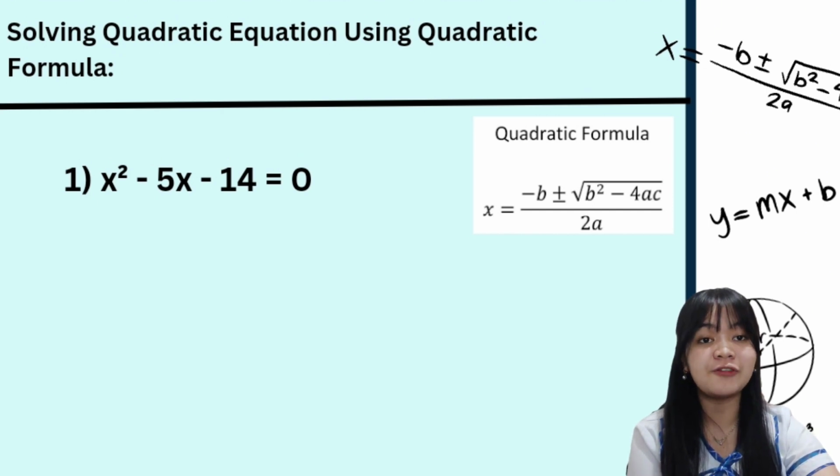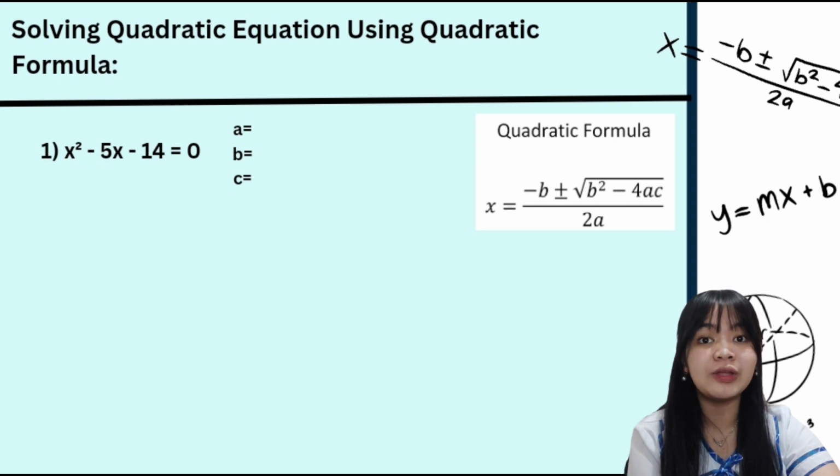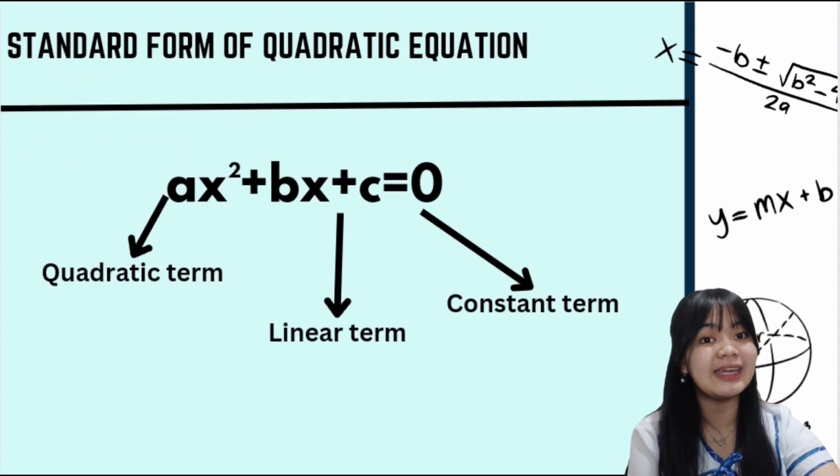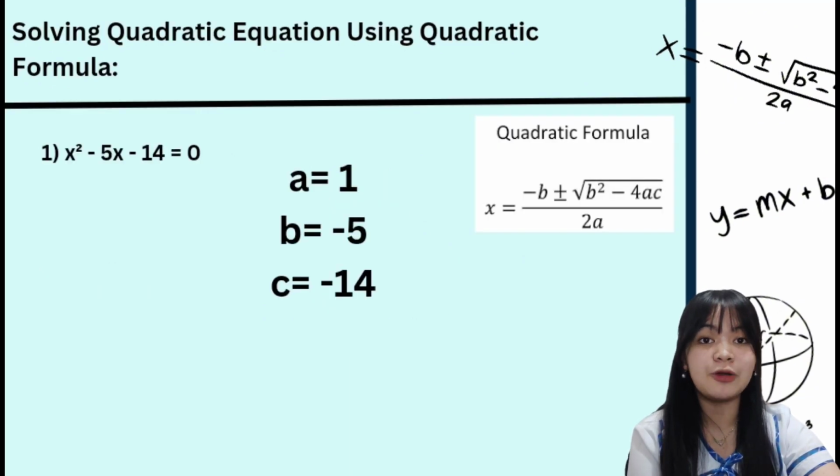And our quadratic formula is x equals negative b plus or minus square root of b squared minus 4ac all over 2a. So our first step is we need to identify our a, b, and c, which is the standard form of quadratic equation. Ax squared plus bx plus c equals 0. So our a would be 1, b is negative 5, and c is negative 14.